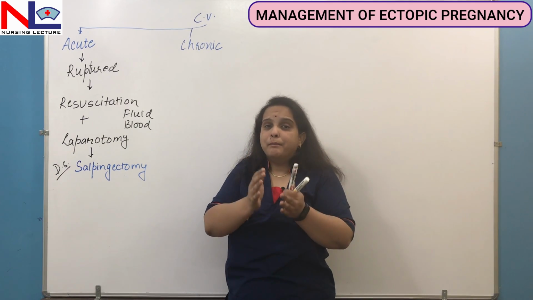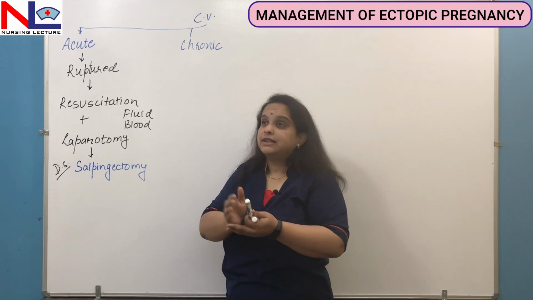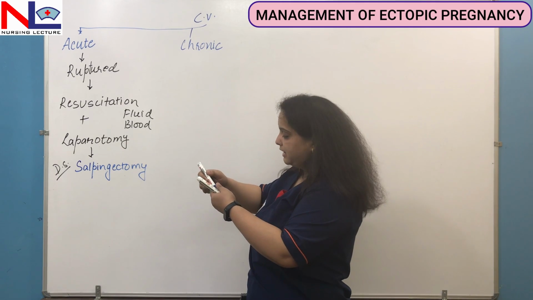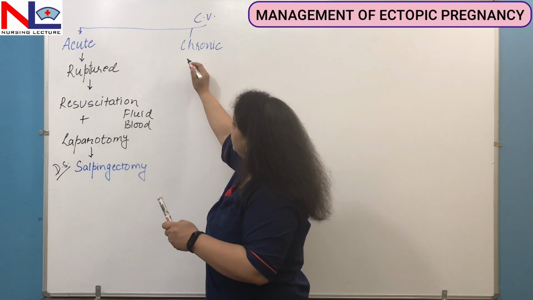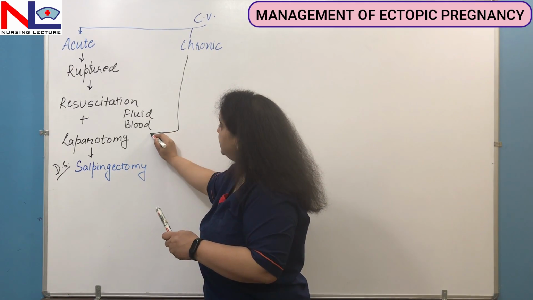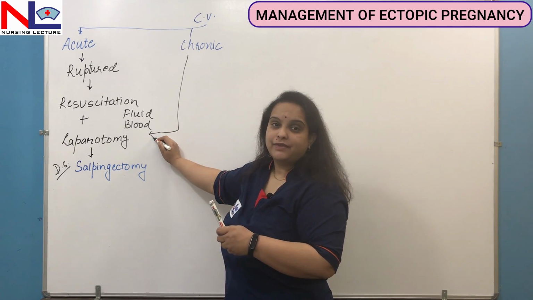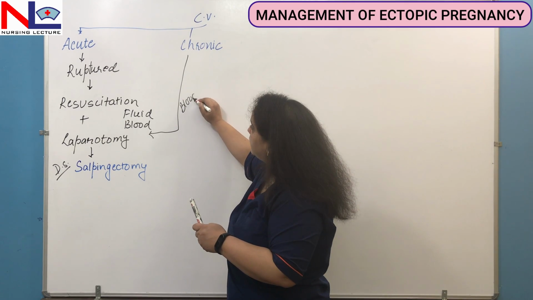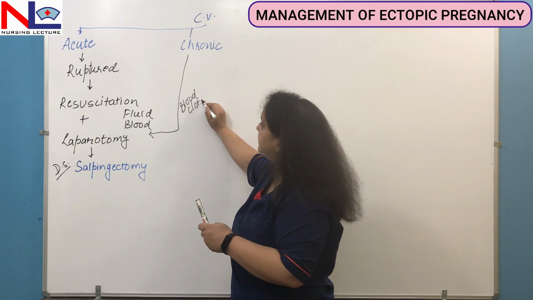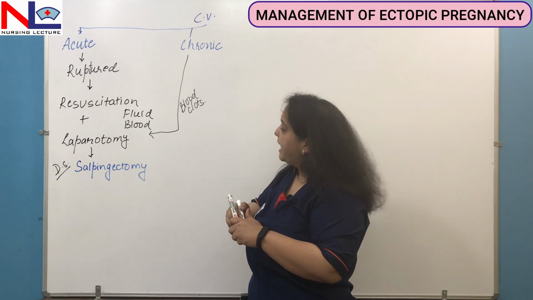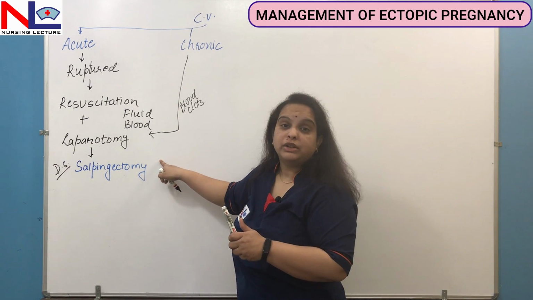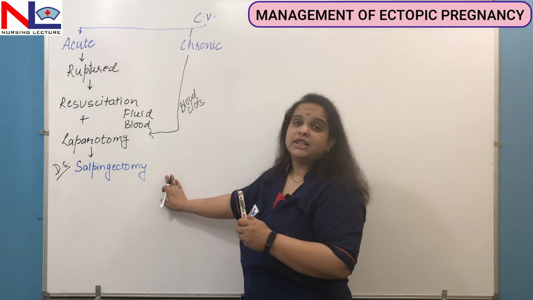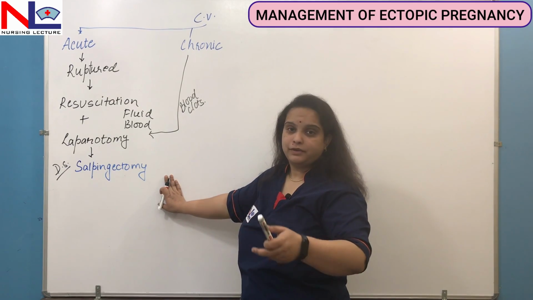What you can do in the chronic variety is the same as in the acute one: you do a laparotomy, remove all the blood clots or the pelvic hematocele that you find there, and finally find the damaged tube and remove that tube. That is salpingectomy. Salpingectomy means the removal of the tube.